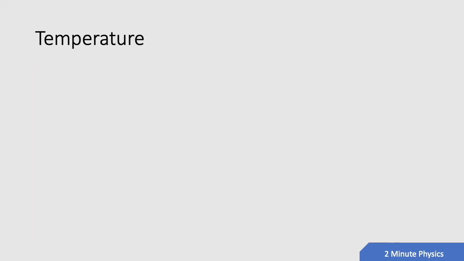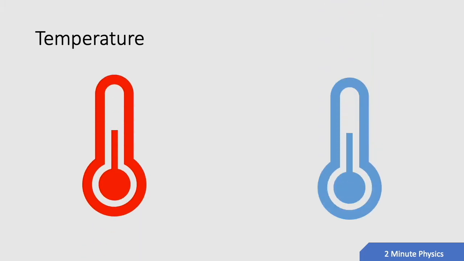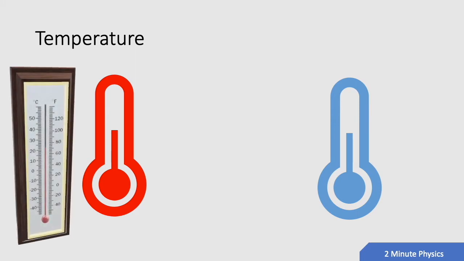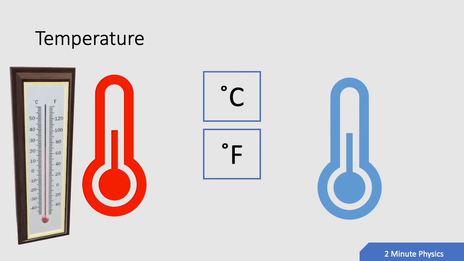Temperature is a means to measure the amount of heat, which is how hot or how cold an object is, usually done with a thermometer. The unit of temperature is measured in degrees Celsius and Fahrenheit most of the time, but in scientific studies, we measure it in Kelvin.